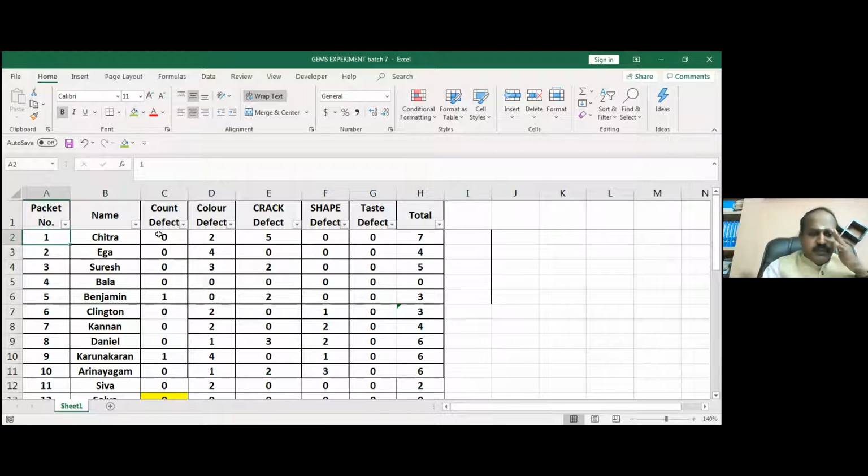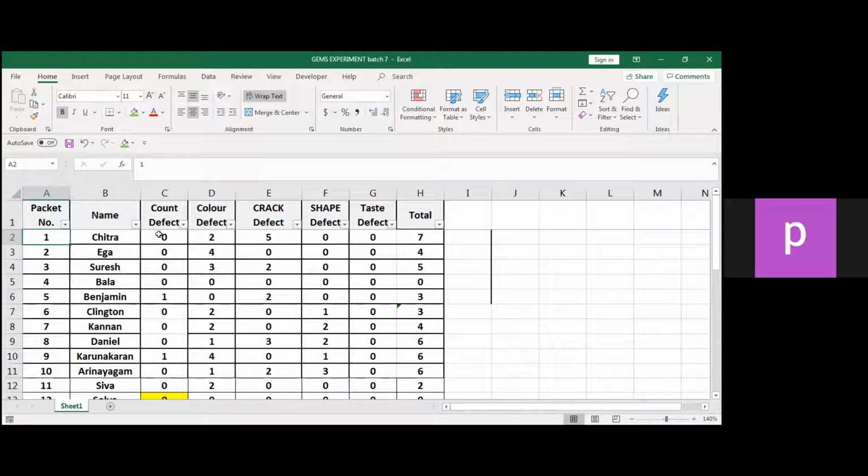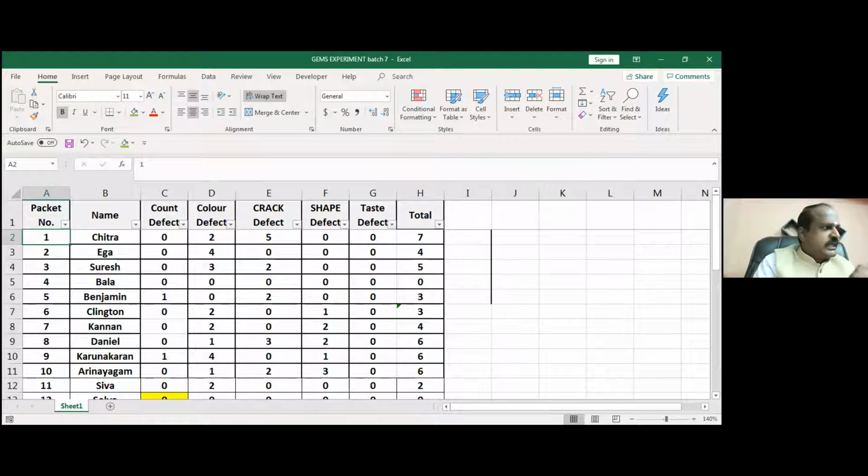Not now. You are going to work as a quality engineer, a quality inspector. In the gems, I am going to define 5 types of defect. The first defect you need to check is count. Every packet is supposed to have 10 gems chocolate inside. You have to check the count.